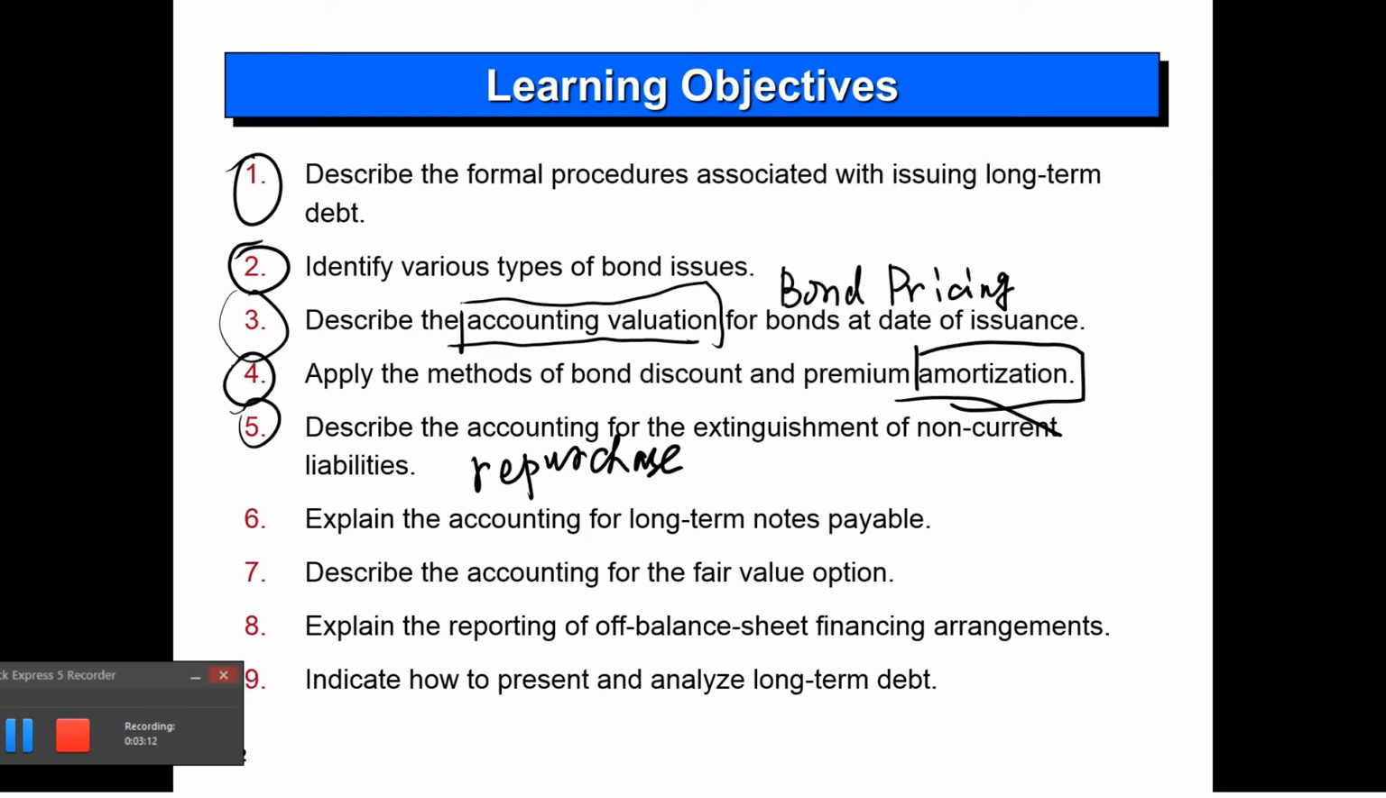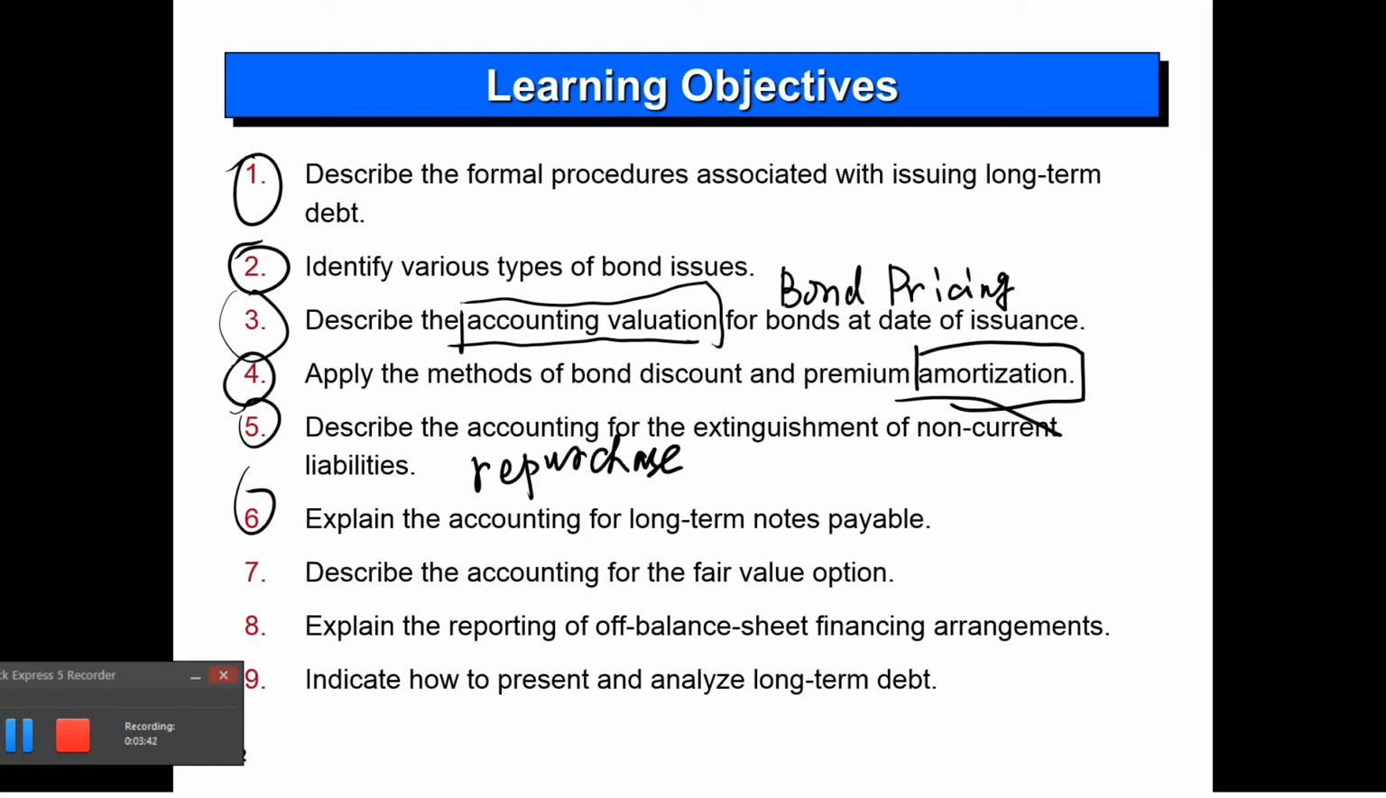Okay, companies decide to use cash to buy back those bonds for economic reasons. Usually, this is due to the change of the economic circumstances of the company or the change of the macroeconomic conditions. Number 6, explain the accounting for long-term notes payable. We will just briefly talk about this.